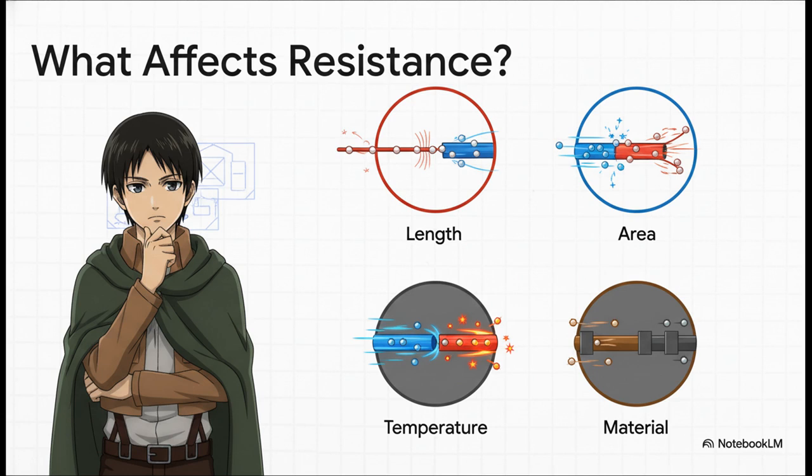Third, temperature. For most materials, making them hotter makes their atoms vibrate like crazy, getting in the way of the electrons even more and jacking up the resistance.